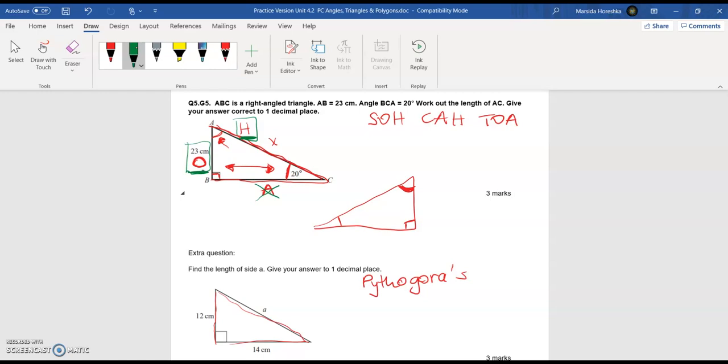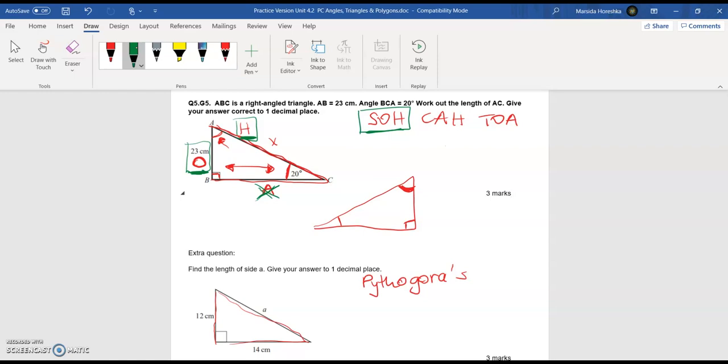So we're going to look at SOHCAHTOA to find the right ratio that we are interested in. So the ratio that has both O and H. And as you can see, that's the SOH. It's not the CAH because CAH has A and H and we don't need A. TOA again has A, which we're not interested in. So this is the one that we're going to use.